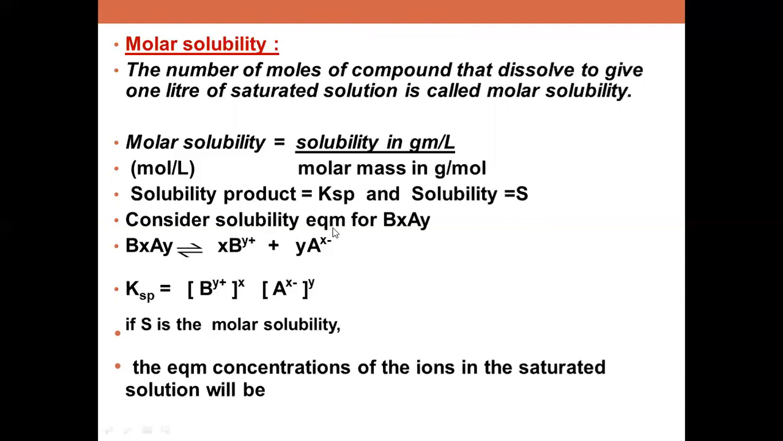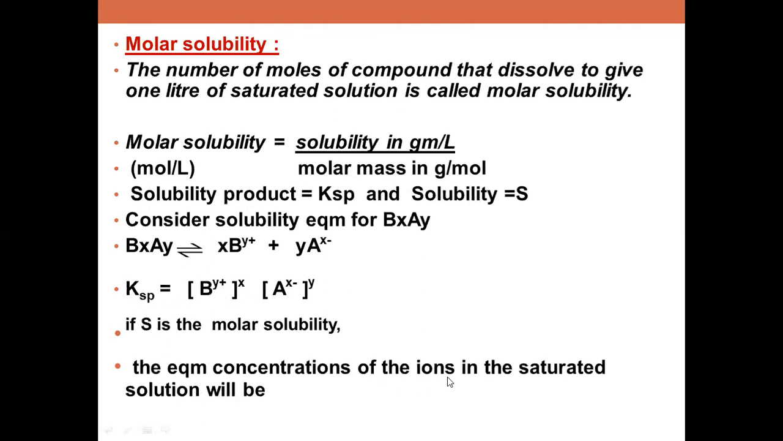Therefore, we consider the solubility equilibrium for BxAy. Here again, one example similar to the solubility product. BxAy dissociates into xB^y+ and yA^x-, and therefore Ksp is equal to the concentration of B^y+ to the power x and the concentration of A^x- to the power y. And here S is the molar solubility, and Ksp is the solubility product.